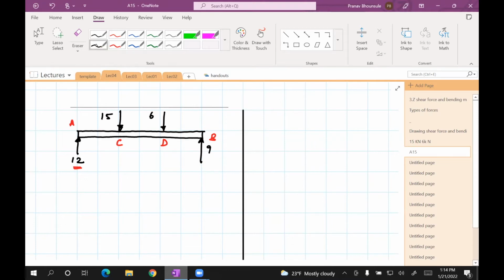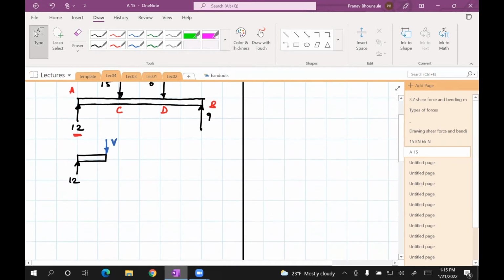So what we'll do is we'll cut the beam first between A and C. And when we cut that, we'll put the force at A. Now, since it's cut between A and C, there's going to be an unknown reaction force, which we'll show with our convention, which is we're going to assume it's downwards because our convention is downwards is positive.